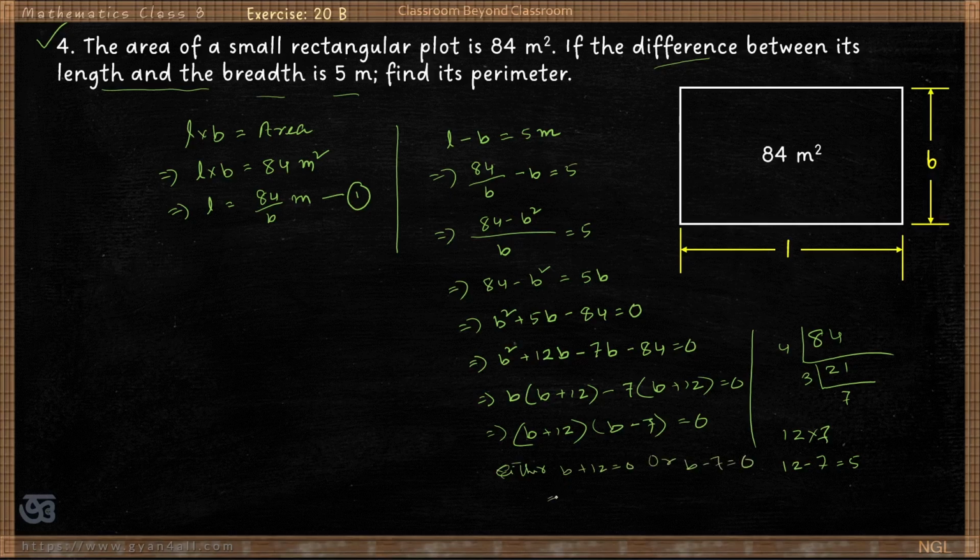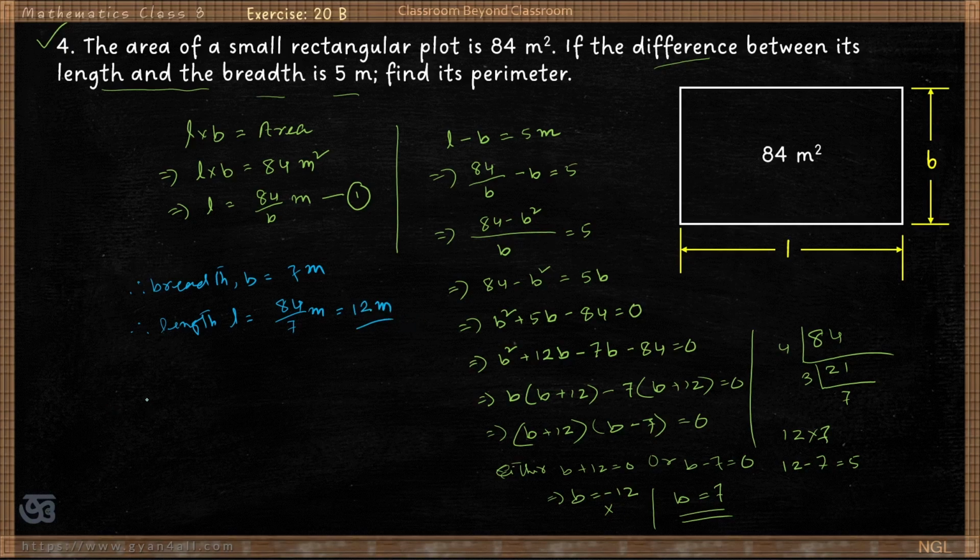So either B plus 12 equal to 0 or B minus 7 is equal to 0. So from this we will get B is equal to minus 12, which we cannot consider, and B is equal to 7. So we'll take B is equal to 7. So B is the breadth of the rectangle. Therefore breadth B is equal to 7 meters. Therefore length L is equal to 84 divided by 7 meter, 12 meters.